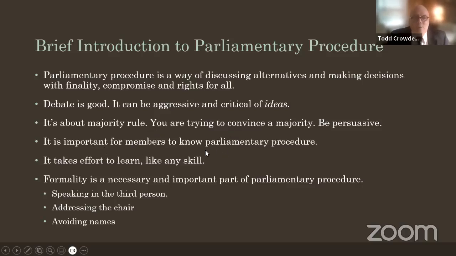It is important for members to know parliamentary procedure. When you have a group where hardly anybody knows hardly anything about it, nobody knows how to make a motion or anything, you're not going to get good results, because people may know what they want for the organization, but not know enough to carry it out. You've got to know how to make a motion. You've got to know what the motion does and so forth. It does take effort to learn, like any skill, but it is worth it.